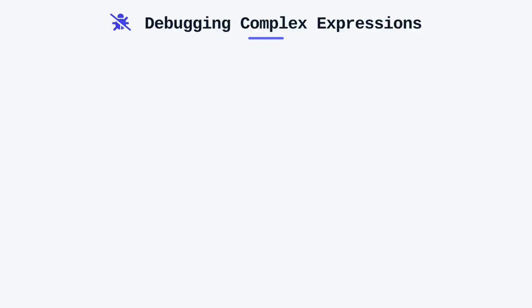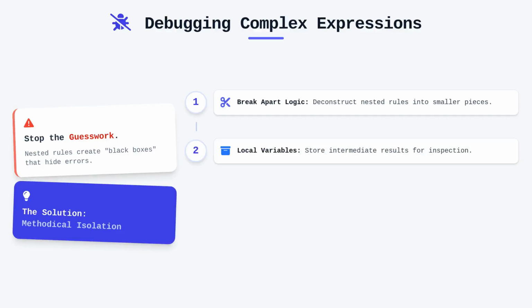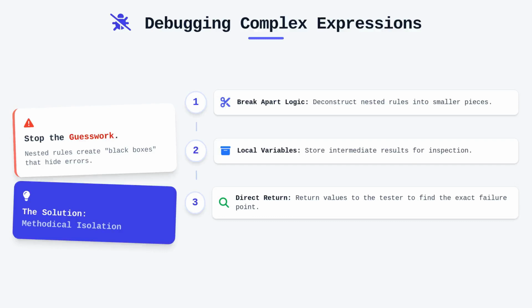Dealing with complex expressions requires a methodical approach to debugging rather than guesswork. If you have a deeply nested rule, start by breaking the logic apart or using local variables to store intermediate results so you can inspect them individually. You can return these intermediate values directly to the tester to see if the error is occurring at an early transformation step or during the final output generation.